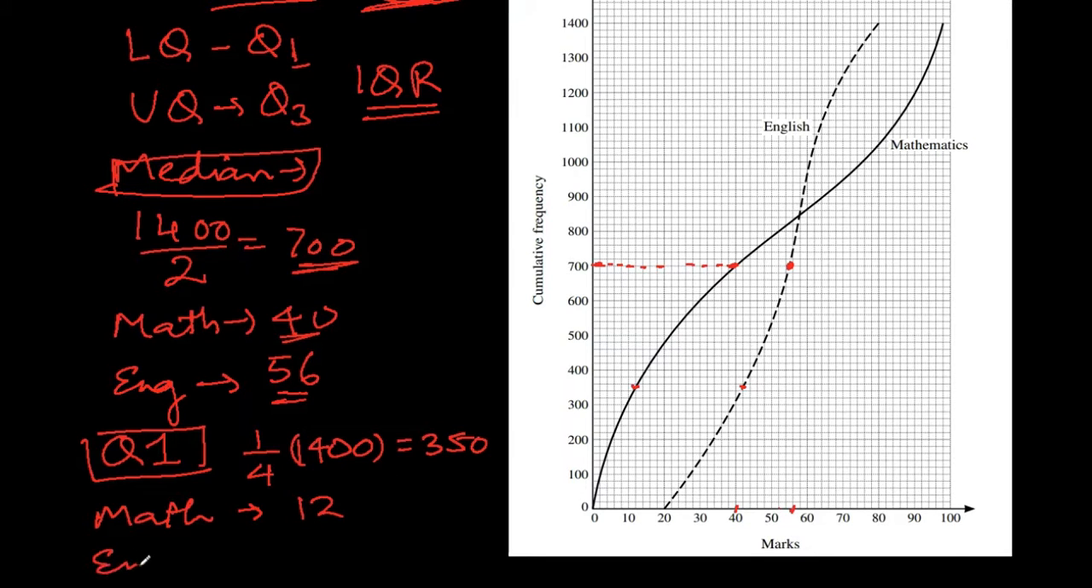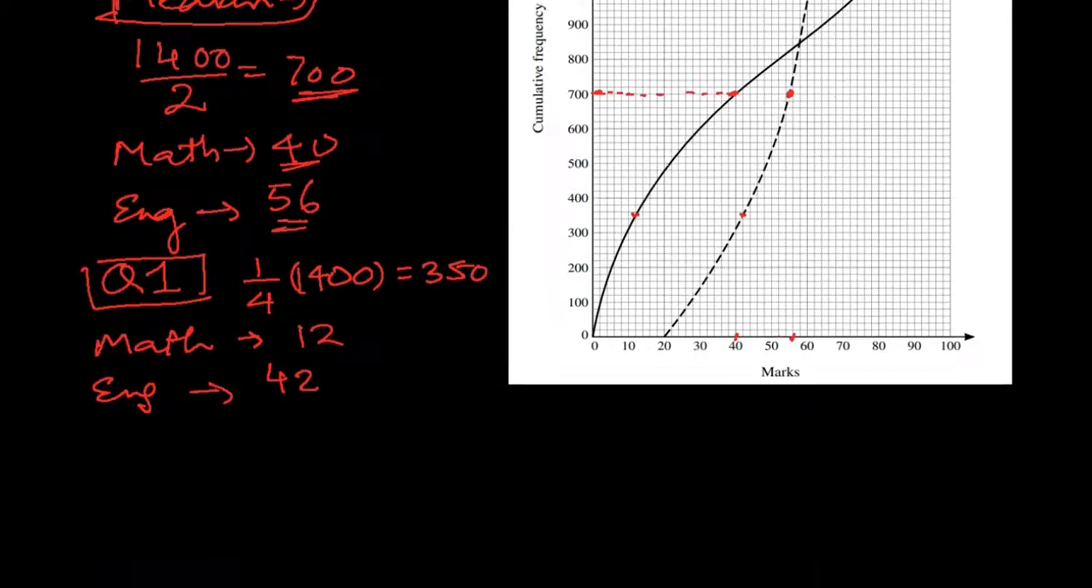For English, Q1 will be, let's go down, 42. Okay, very high as compared to mathematics. We can already see that the mathematics exam was harder, so they scored lower, and in English they scored higher.